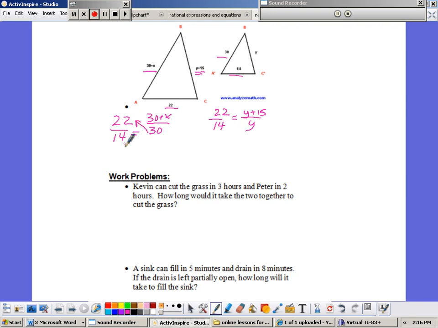So I cross multiply and I get 660 equals 14 times 30, 420, plus 14x. Subtract my 420. 240 equals 14x. Divide by 14. 240 divided by 14 gives me x is approximately 17.14, and that would be units.